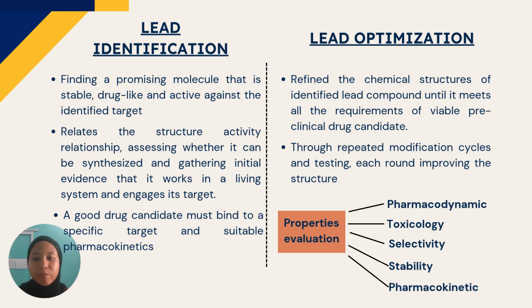This step filters thousands of compounds down to a select few with the best balance of activity, safety, and real-world viability inside the body. After that, lead optimization improves these molecules through structural modification to enhance their pharmacokinetic, pharmacodynamic, and safety profile. It is conducted through repeated modification cycles and testing, where each round improves the structure. Lead optimization turns a promising molecule into a refined, tested, and ready preclinical drug candidate.